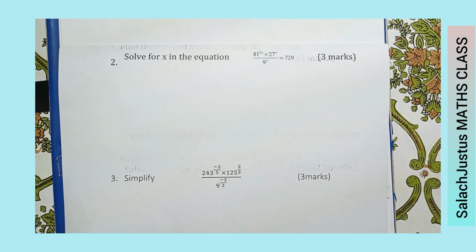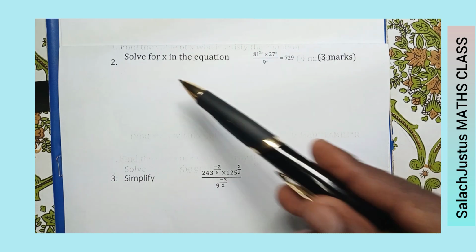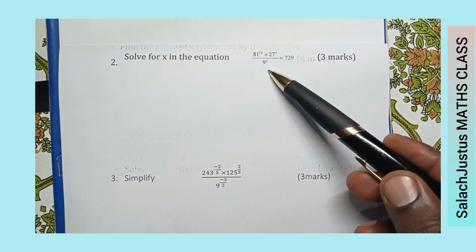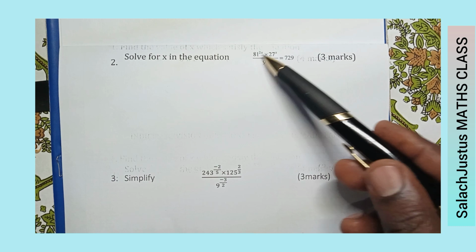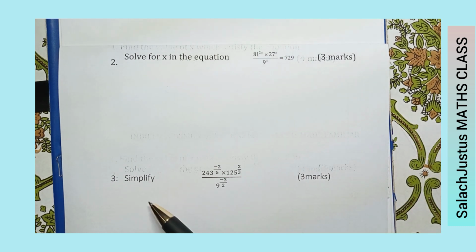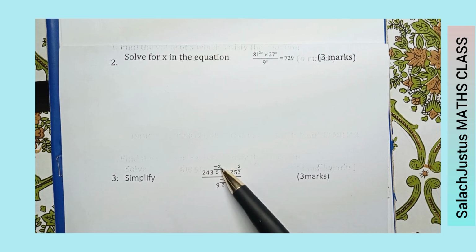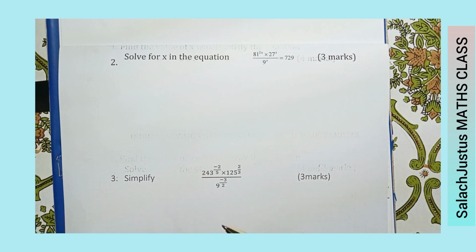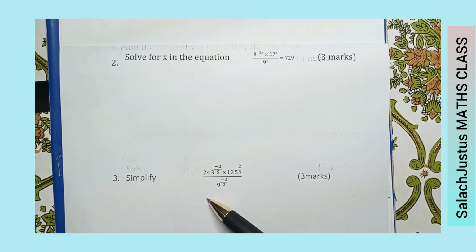Thank you. I want you to attempt the following questions. 2 questions for you. Solve for x in this equation. A hint here is write all these numbers to a common base. The next question, I want you to simplify this number. We have fractional indices. So just handle fractional indices and then simplify this expression for us.